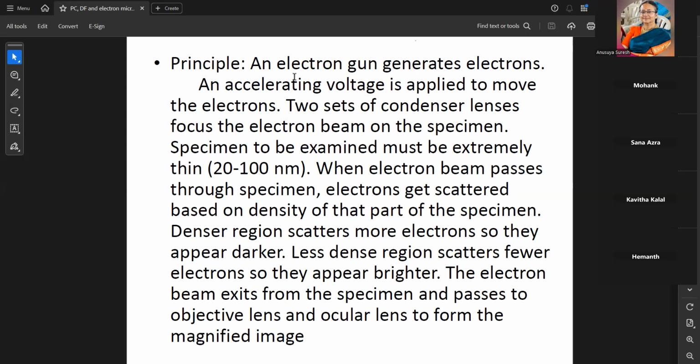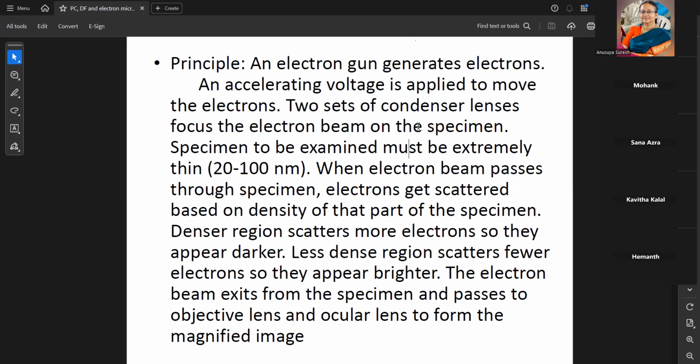Once the electrons are generated, an accelerating voltage is applied. When that voltage is applied to those electrons, they start moving very rapidly. Now, these electrons are moving in the form of a beam, but they are moving here and there. So in order to focus them on the object which we want to see, the cell which we want to observe, there are two sets of condenser lenses. These two sets of condenser lenses will focus the electron beam on the specimen.